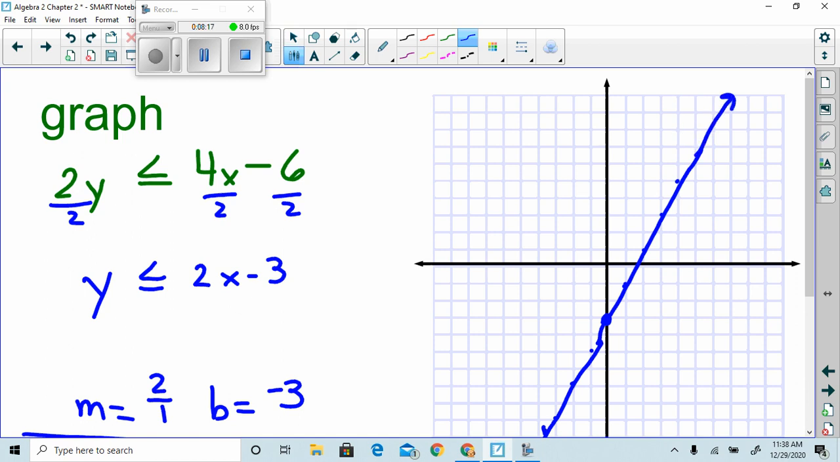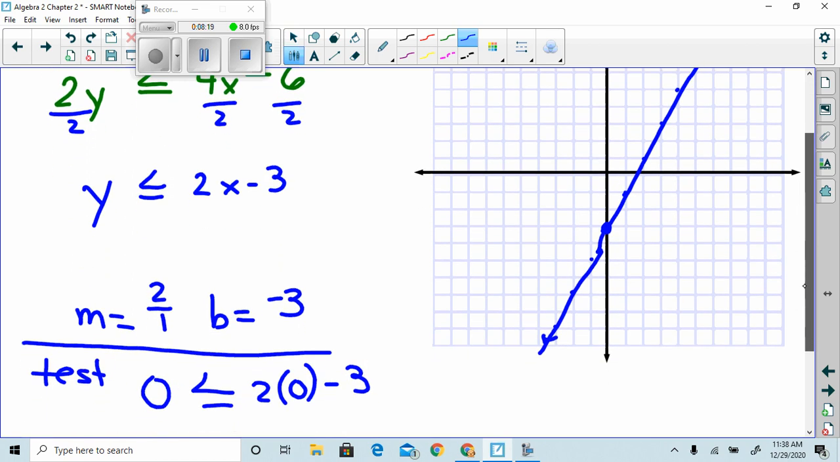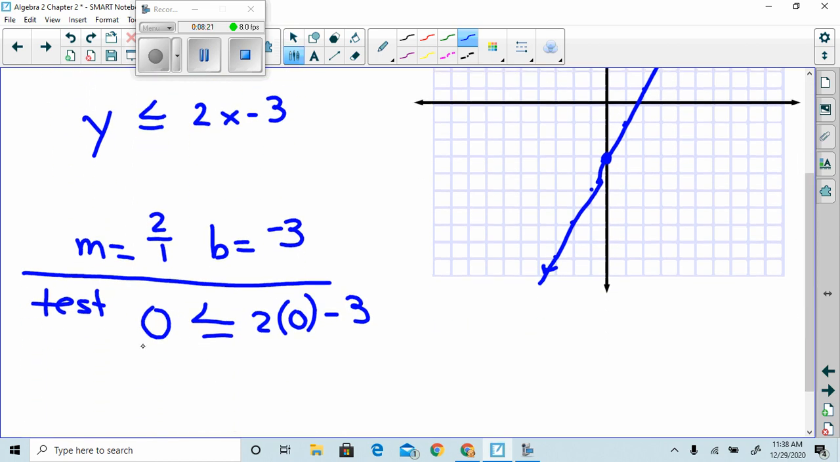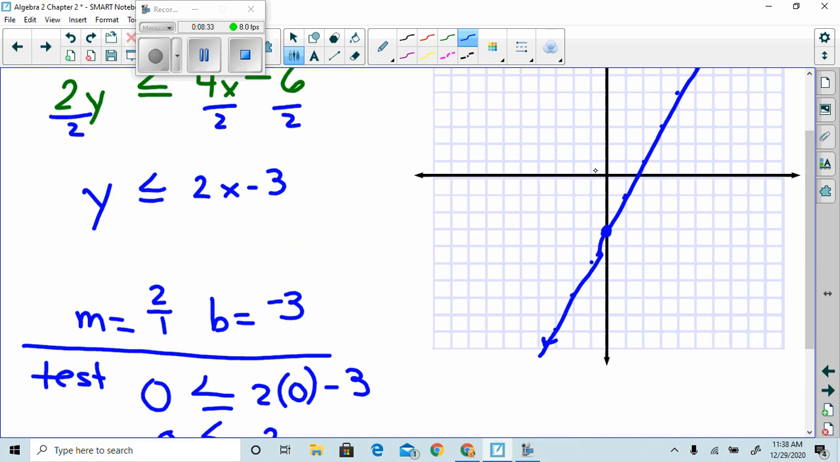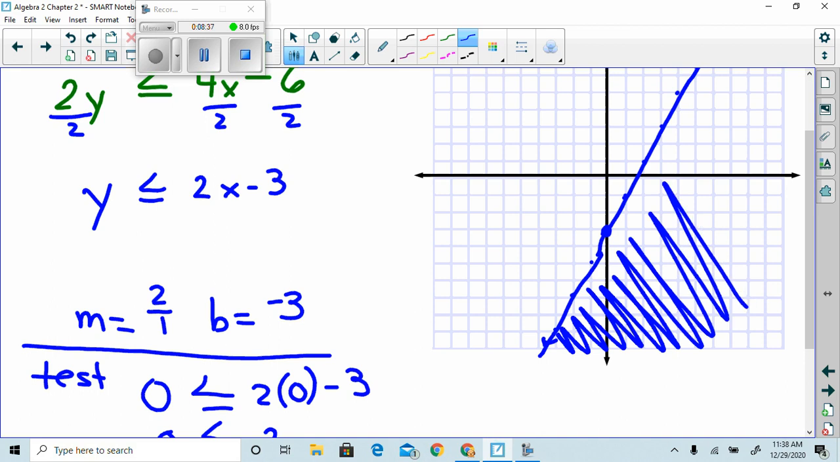Okay. We need to test out the point 0, 0. So I've replaced 0 for y and 0 for x, and it says 0 is less than or equal to negative 3. Well, that's a false statement. All right, 0 is greater than negative 3. The origin is here, so that means we will shade everything on the opposite side of the origin.